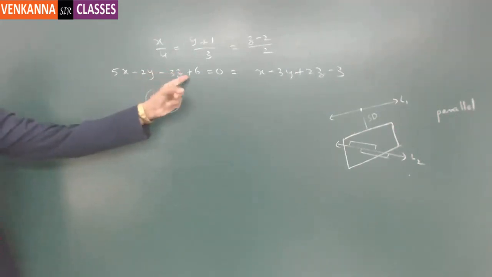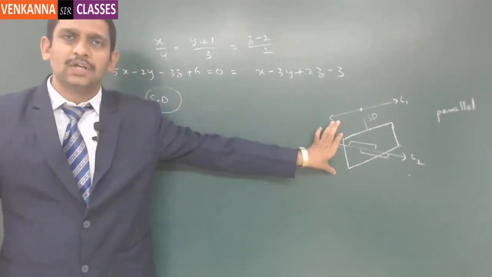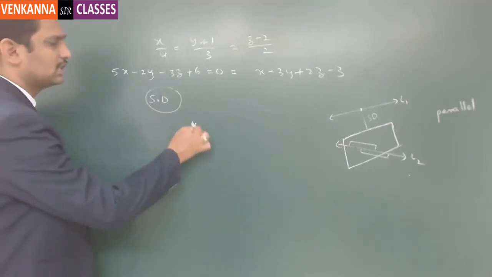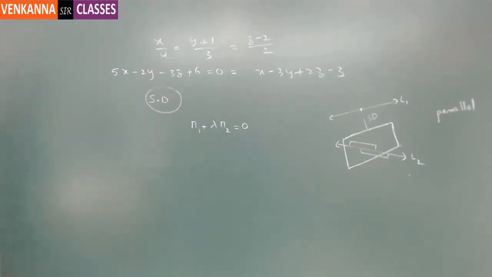Since it is given in unsymmetric form, in order to calculate the plane equation, we will make use of the formula pi 1 plus lambda pi 2 equal to 0. So I am using that formula to calculate a new plane which is passing through the second line and parallel to L1. So clear to everyone? You can visualize how it is going to happen. Any doubts for anybody? Right.